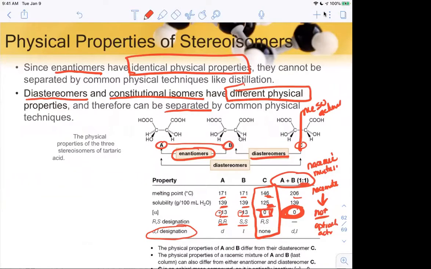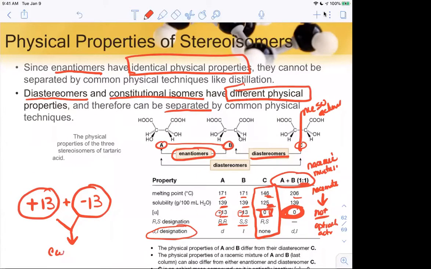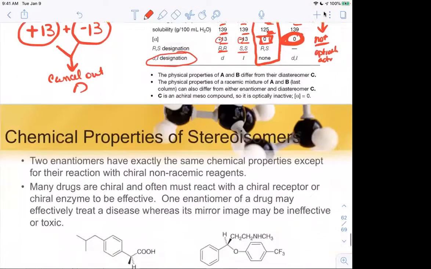That's because if I go plus 13 and then I add a minus 13, this is one enantiomer, this is another enantiomer. They cancel out and I get 0 optical rotation. So any racemic mixture, which is a 1-to-1 mixture of 2 enantiomers, has 0 optical activity, 0 rotation.